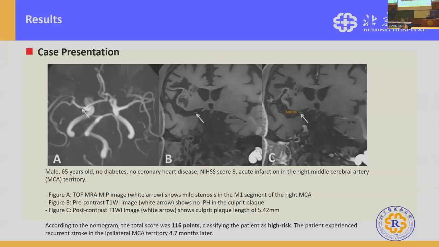This is an MR imaging case of an enrolled patient, a 65-year-old male without diabetes or coronary heart disease, presenting with an NIHSS score of 8 and acute infarction in the right MCA territory. As we can see in the picture, the MRA revealed mild stenosis in the M1 segment of the right MCA. The maximum plaque length was 5.42 millimeters. The nomogram yielded a total score of 116 points, categorizing him as high risk. Indeed, 4 months later, the patient experienced recurrent stroke in the same MCA territory.